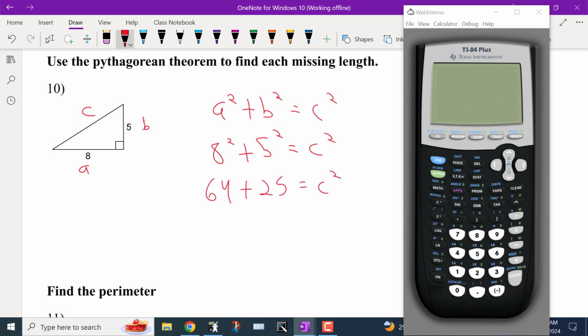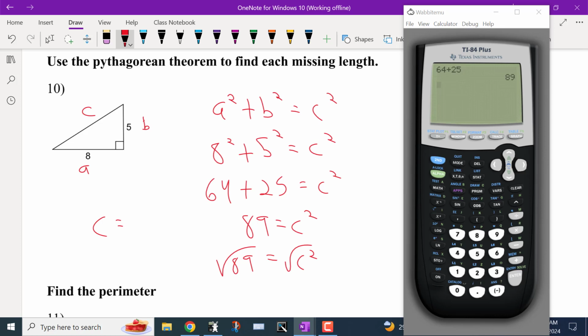All equals c squared. Now take your calculator, and we're going to take 64 plus 25. That comes out to be 89. So I got 89 equals c squared. So I'll take the square root of both sides. That's the opposite of something being squared. And when I do that, I'm going to get my length of c.